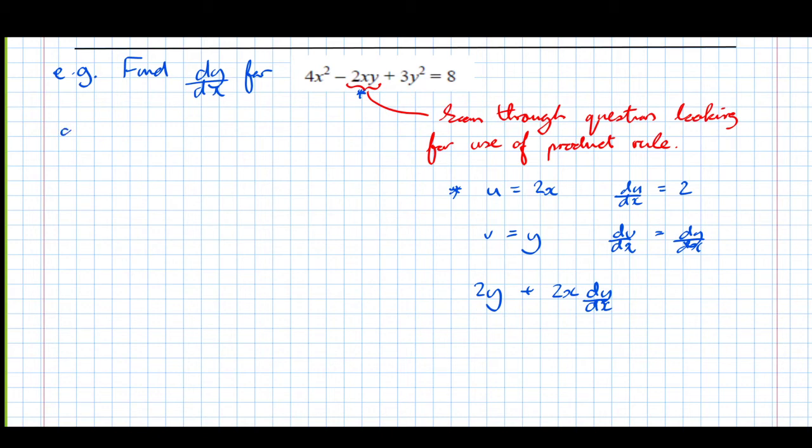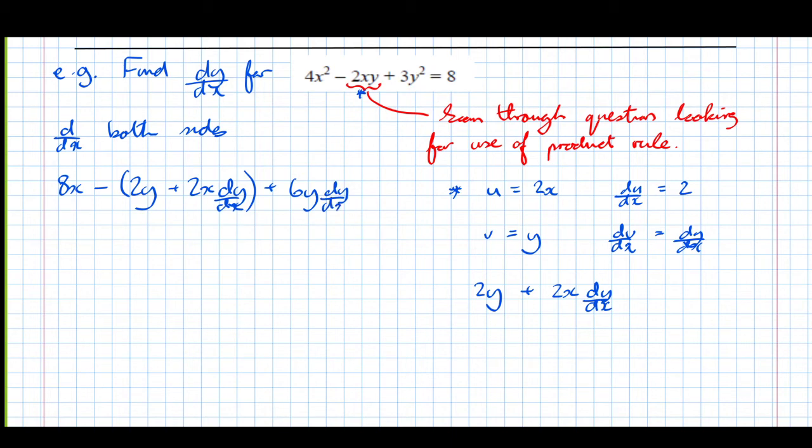So now, d dx both sides. And let's go for it. So I've got 8x. Take all of this that I've just found: 2y plus 2x dy by dx. Plus, now 3y squared. It's a y, so we're going to have to times by dy by dx afterwards. Plus 6y dy by dx equals, and the differential of 8 is 0. Common mistake is to write equals 8 on after it's been differentiated, but remember, numbers differentiate to 0.